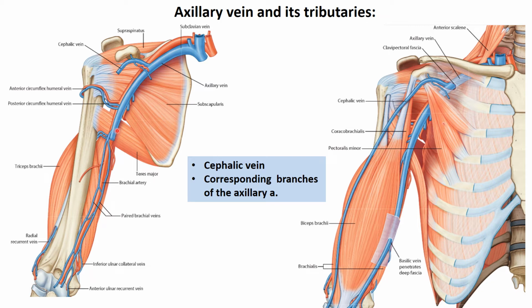So the axillary vein keeps going up next to the axillary artery, traveling through the axilla, and at the axillary inlet, it will continue as the subclavian vein. Okay, so those are the tributaries of the axillary vein.